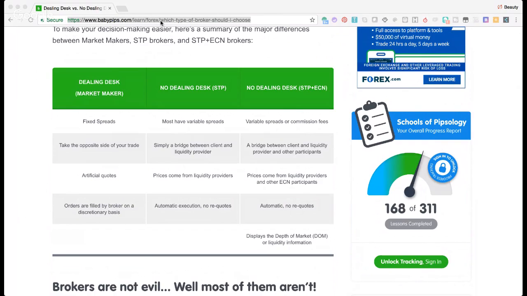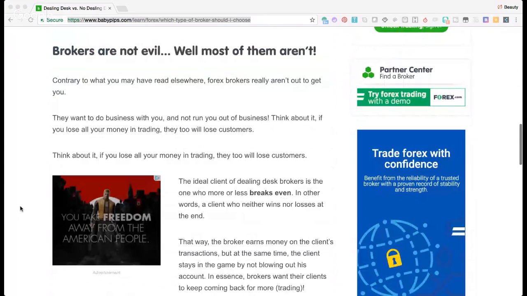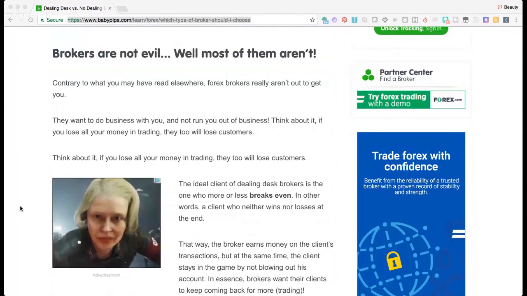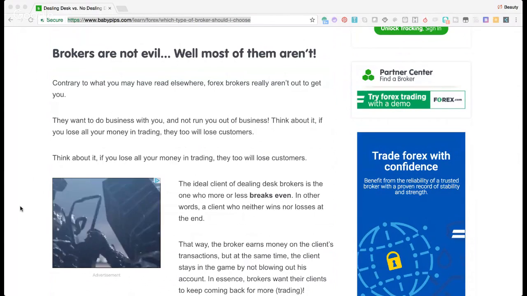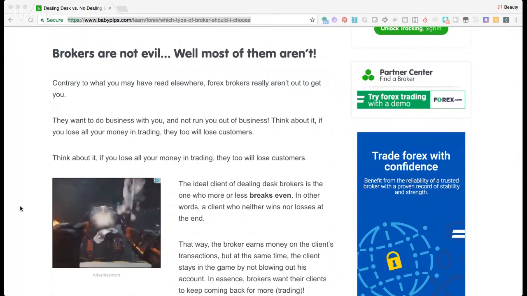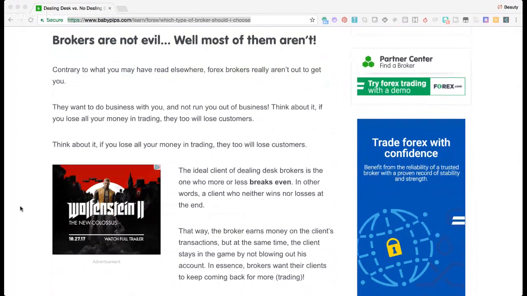You'll notice that I've given you the unique URL for the lesson so we can go back through that another time. Brokers are not evil. Well, most of them aren't. Contrary to what you may have read elsewhere, Forex brokers really aren't out to get you. They want to do business with you and not run you out of business. Think about it. If you lose all of your money in trading, they too will lose customers.